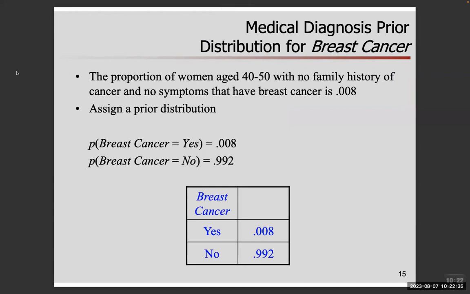We were told some information as well that's relevant from our problem. So before seeing anything from the mammogram result, we know that the proportion of people in this age range with no symptoms and no family history that actually have breast cancer is 0.008. That's information that I can use to assign a prior distribution. Before observing the mammogram result, what do I think the probability is that this patient has cancer? 0.008. Probability that they do not, 0.992.